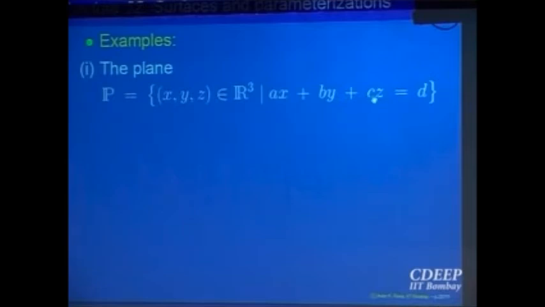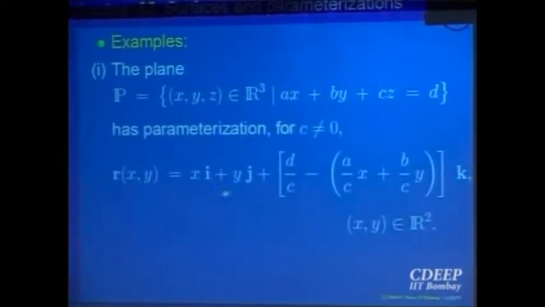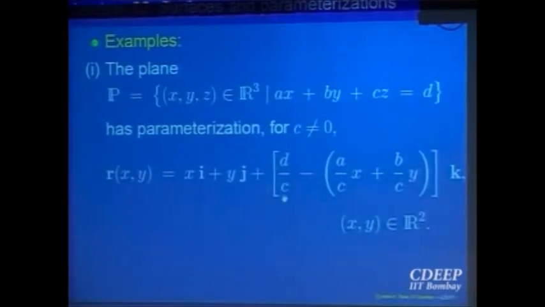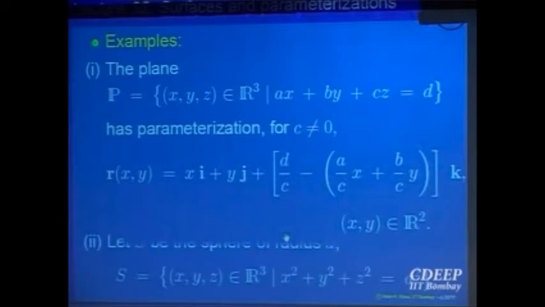for example, supposing C is not equal to 0, then Z can be written as Z is equal to d by c minus a by c x minus b by c y, right? So that Z is equal to f(x,y) essentially. So we will have that parameterization xi plus yj, right? You can determine Z in terms of the remaining, so (d by c minus that) k, (x,y) belonging to R2. So that will be a parameterization of the surface, which is the plane. Here we assume C is not equal to 0, depending on other possibilities.